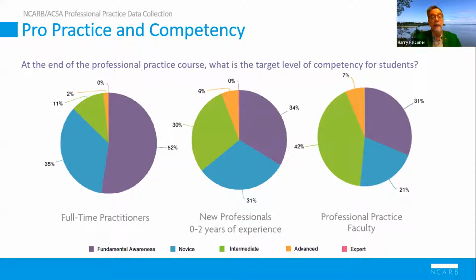But 30% of those new professionals actually said they felt it prepared them to be at an intermediate level of competency. And the professional practice faculty, of course, said that they thought they were teaching, and the course should prepare them to be at an intermediate level when they complete the coursework. So you can see some differences there. They're not critical, but I think this sets the stage for where we know there can be better work that we can do together, and where we're trying to go in the future.